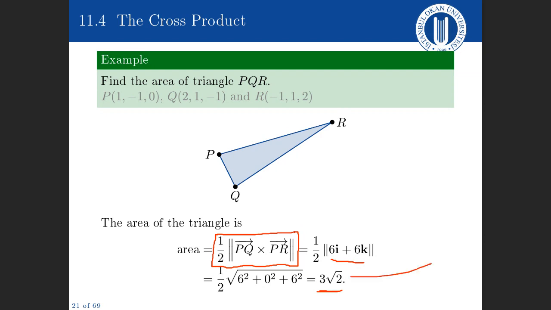And this is the way to give the answer. You don't need to use a calculator. You don't need to type root 2 into a calculator to get a number. For a maths course like this, we want answers like this. Just give 3 root 2 if you're answering this question.